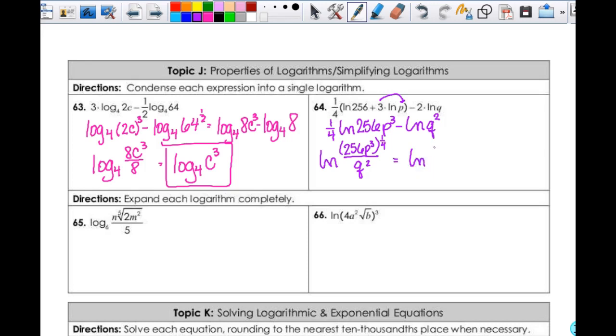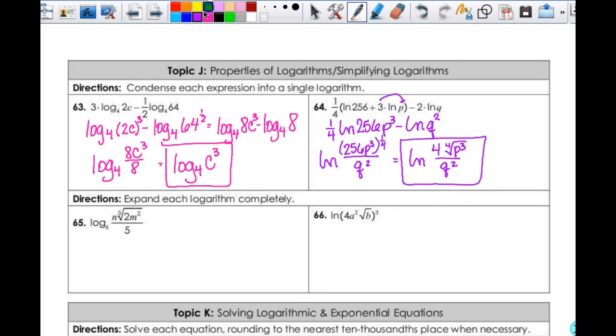So we get the natural log, 4 in the numerator, and then this is going to be p to the 3/4 power, or that 1/4 is a 4th root. So it's the 4th root of p cubed over q squared.